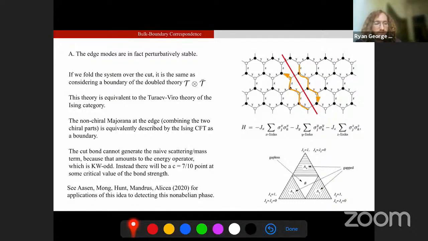And I'll just advertise this paper of these people that used this idea to propose some ways of maybe detecting such a phase. It's been an experimental challenge to try to find some realization of this phase. And you can invent ways of doing it by using these funny selection rules.